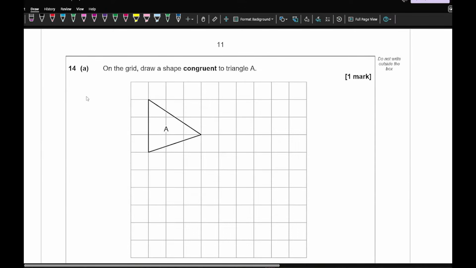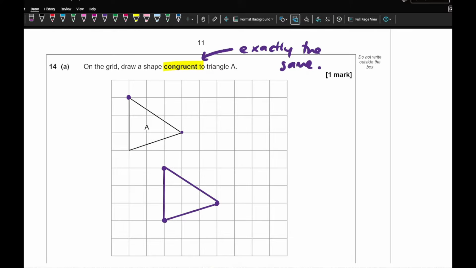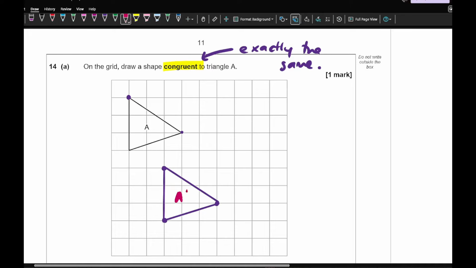Moving on to question 14a, it says on the grid, draw a shape that is congruent to triangle A. Now the word congruent basically means exactly the same, so the same size. Looking at this, starting at a starting point, which I'm just going to label here, we're going 3 down, which is here, and then to get to this point here, I go 3 across and 1 up, which is there. And then all that's left is to join those points together, in which you should have something that looks like this, and we'll just label that A dash.